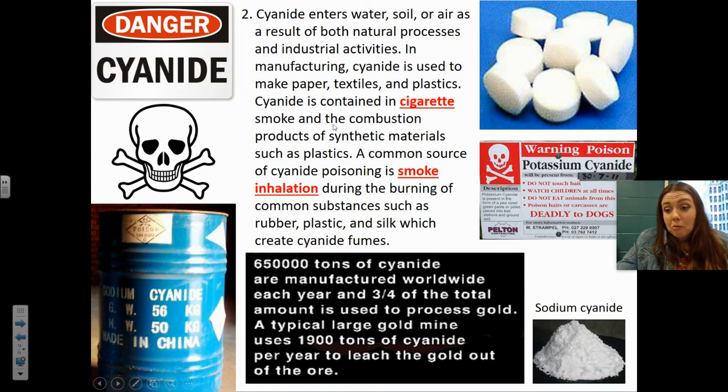Cyanide is contained in cigarette smoke, actually. And the combustion of synthetic materials such as plastics, so the burning of plastics, produces cyanide. A common source of cyanide poisoning is smoke inhalation. A lot of times, if a person's in a burning house, they will die of smoke inhalation before they die of the flames, because they're breathing cyanide. They're breathing a poison, because everything in the house that has any plastic, any rubber, any silk, which is a lot of things in a home, produces cyanide in the air, and they're breathing it.